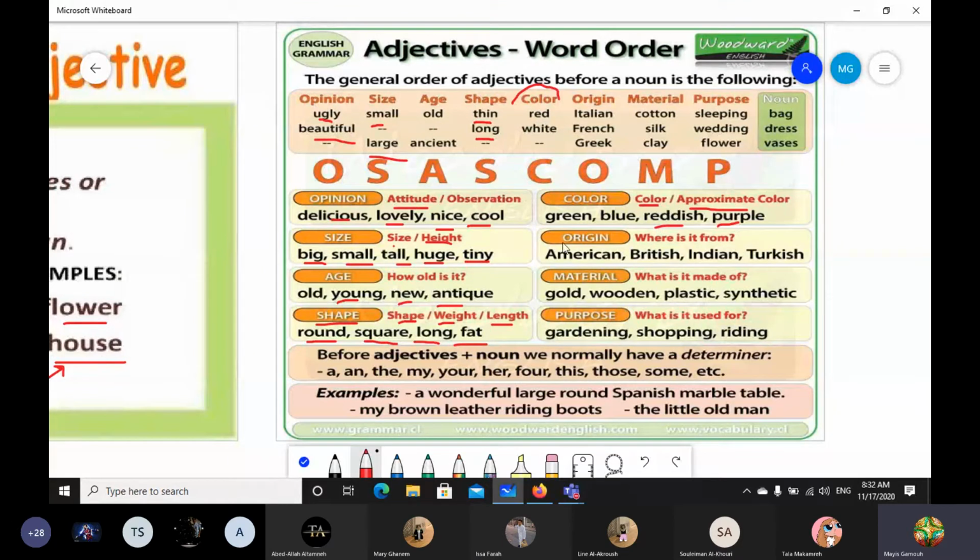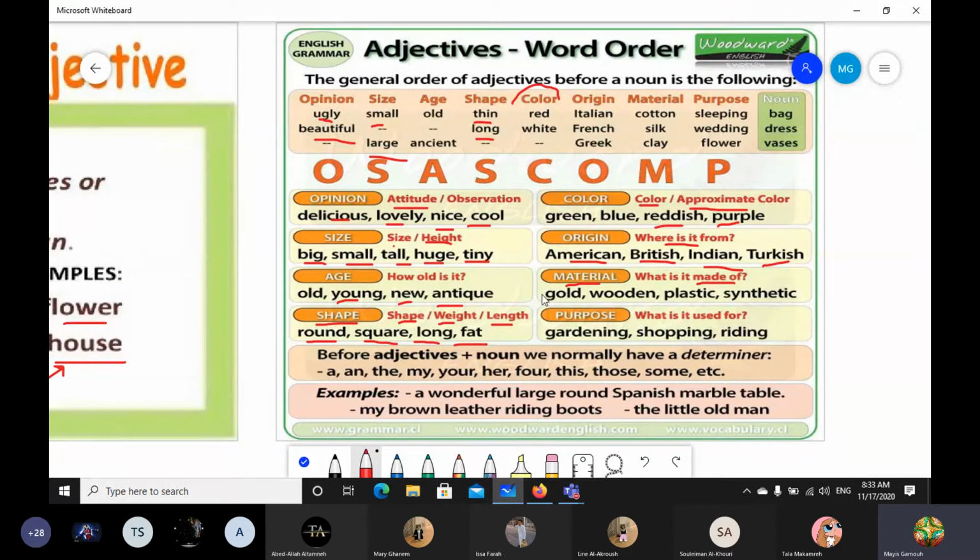And then we have to talk about the origin. Where is it from? Where is it from? Is it American, British, Indian, Turkish? And then the material, what is it made of? And here we have another phrasal verb, which is made of. What does this thing consist of? What is it made of?